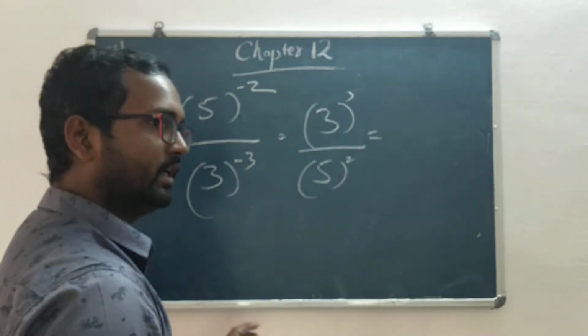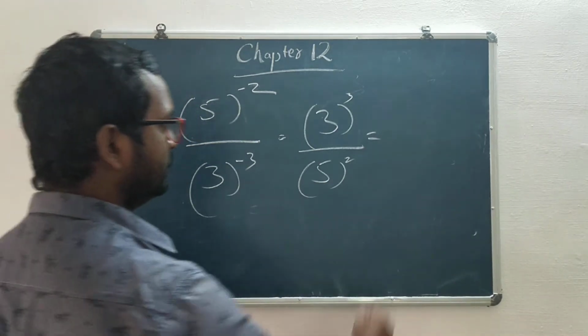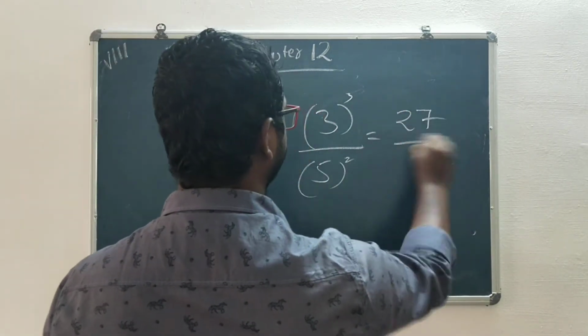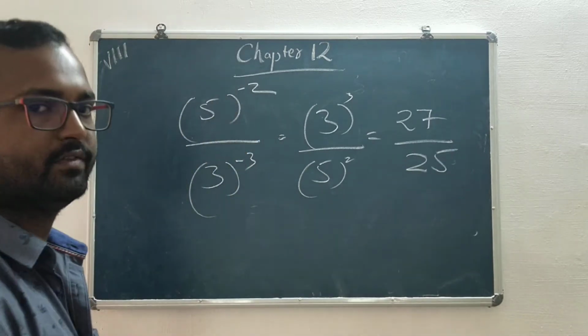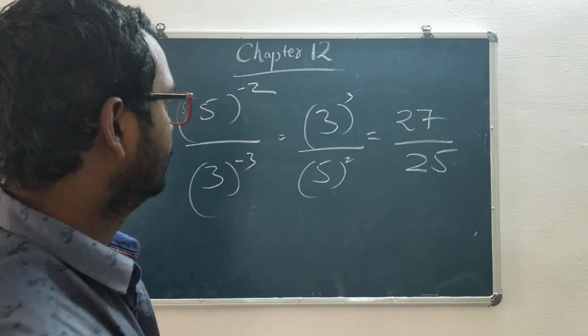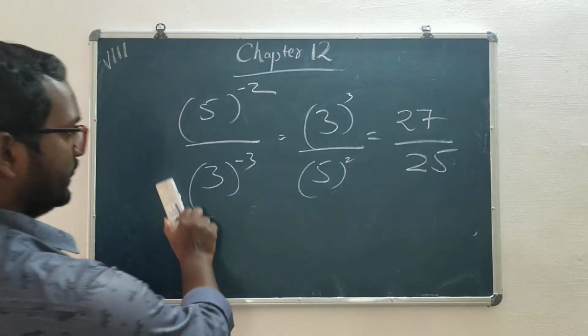3 power 3 is 3 into 3, 9. 9 into 3, 27. Divided by 5 power 2 is 25. The answer is 27 by 25. Okay. So I hope you all are clear with this.